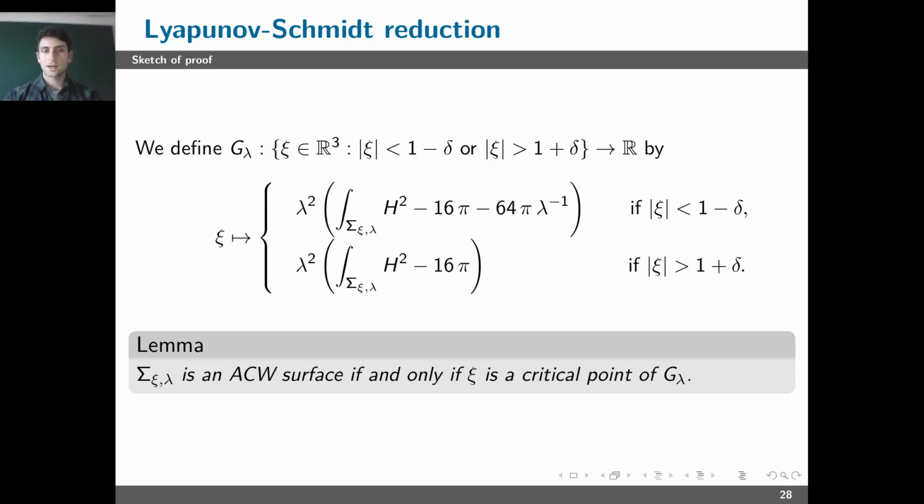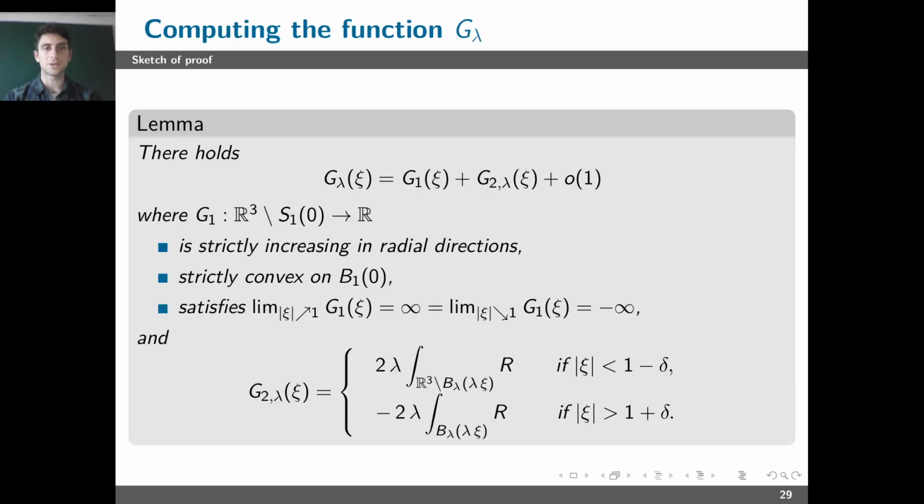Okay, so what have we accomplished so far? So we started with an infinite dimensional variational problem of finding area-preserving critical points of the Willmore energy, and now we've reduced this to a three-dimensional variational problem of finding critical points of this function G_lambda. Now how can we accomplish that? Well, it turns out that you can quite explicitly compute this function. So more precisely we have the following.